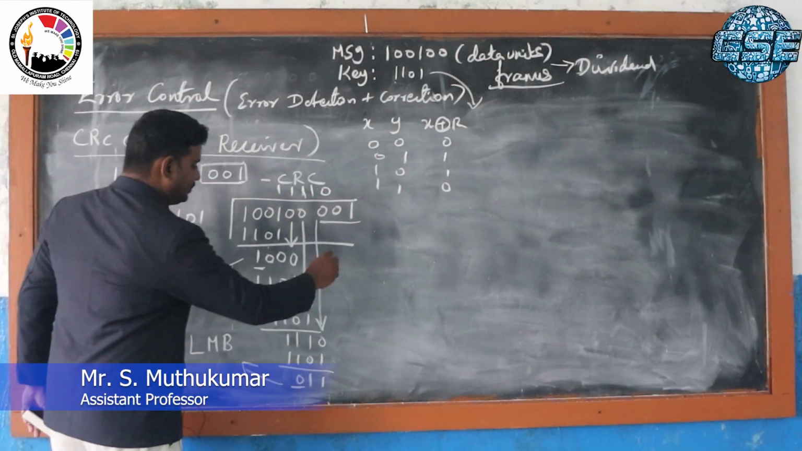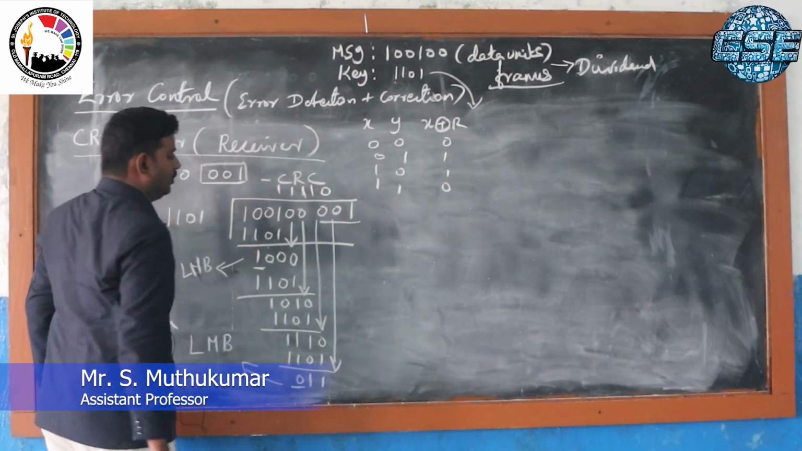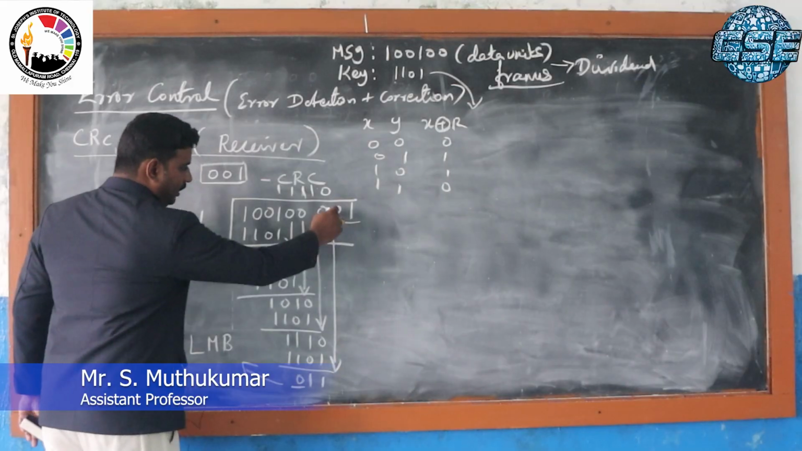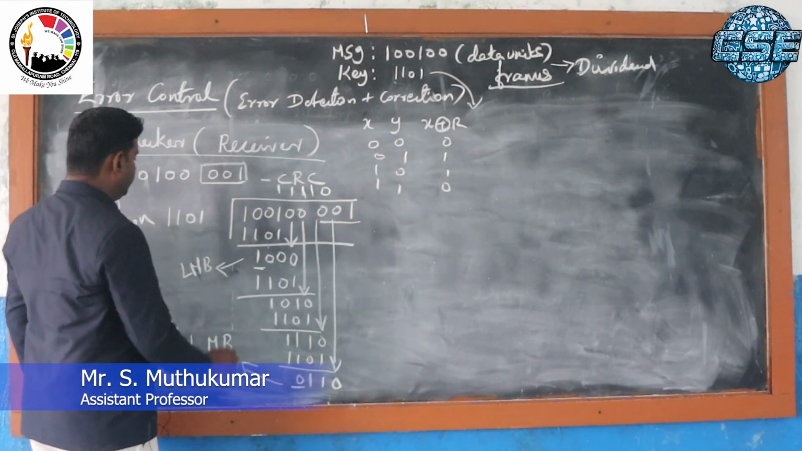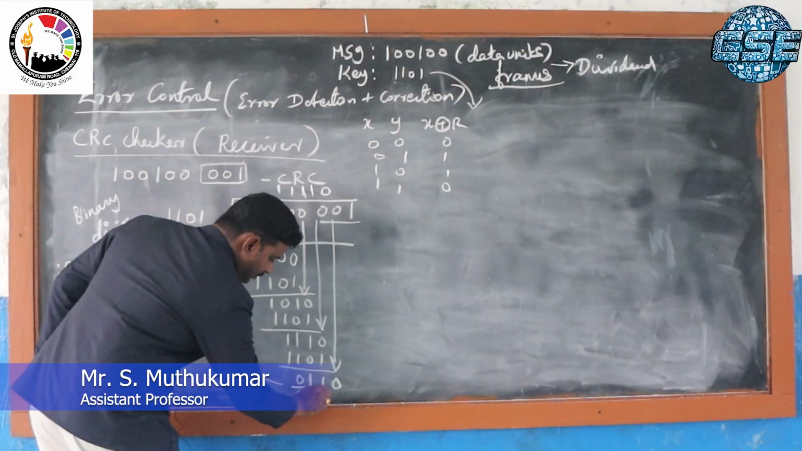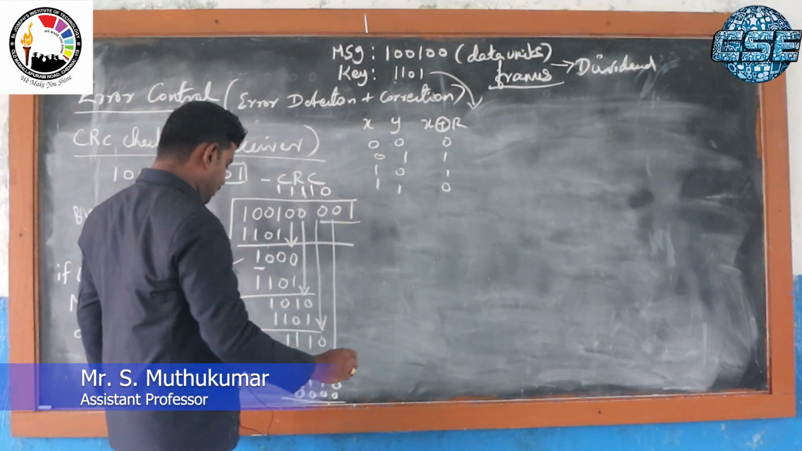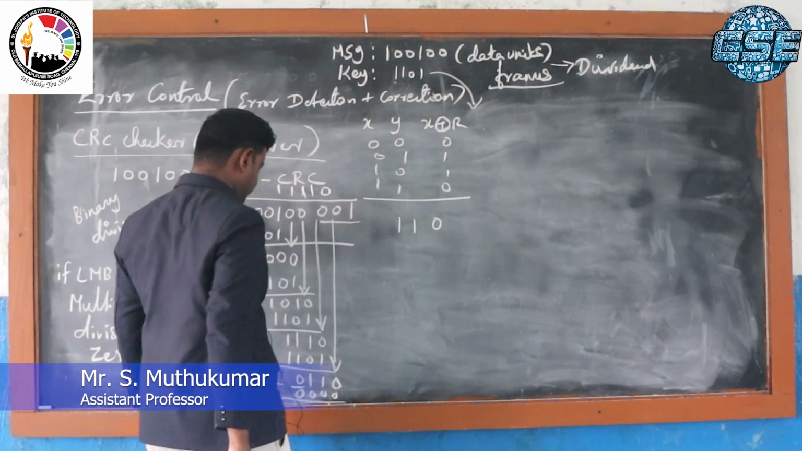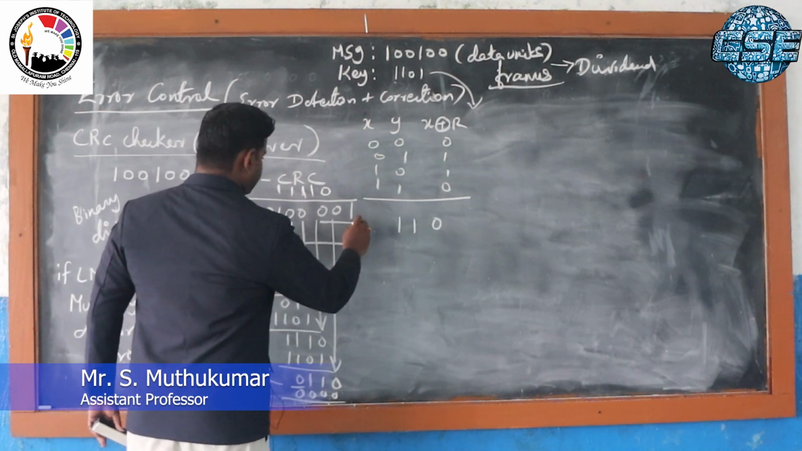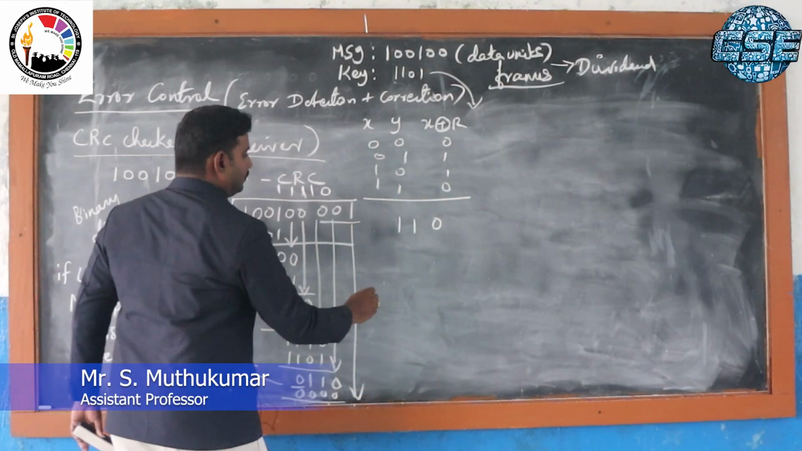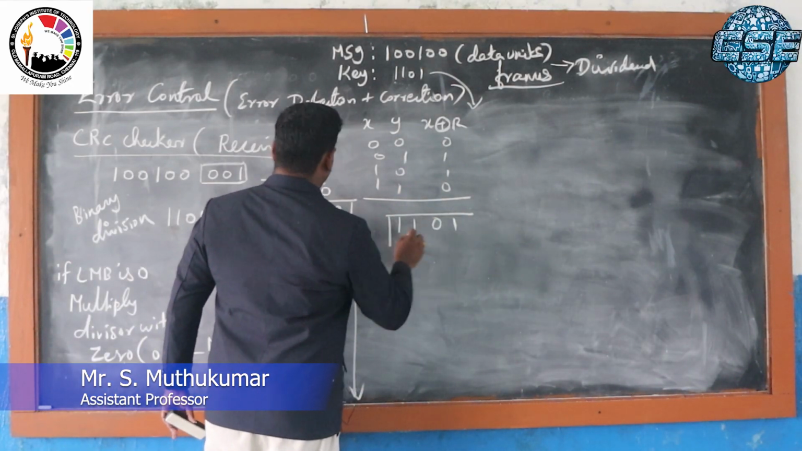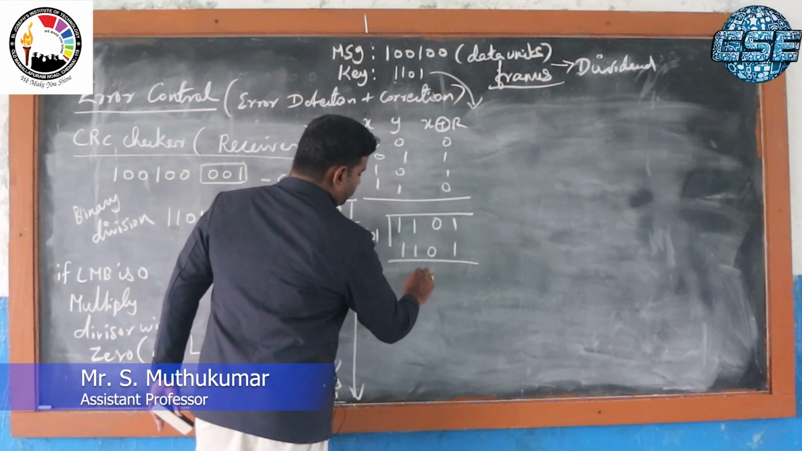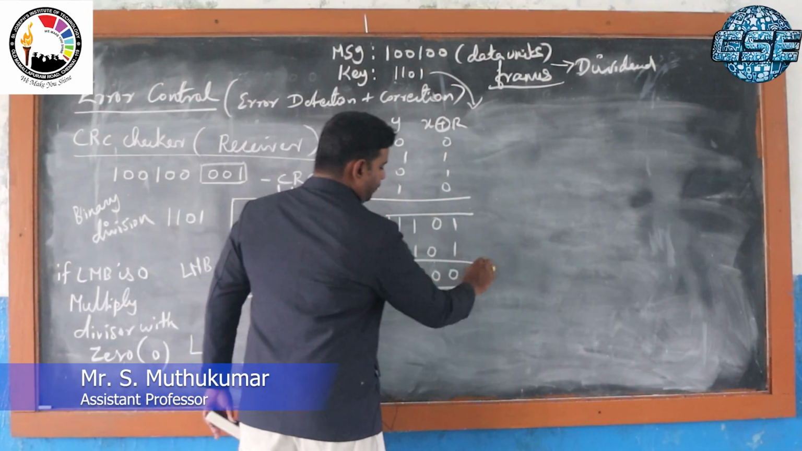So take the next bit. I am taking this bit, and next we are taking this bit. 0 into the divisor, so all zeros. Now you get the value 1 1 0. Next take the last bit. So 1 into 1 1 0 1. You will get the remainder as 0.